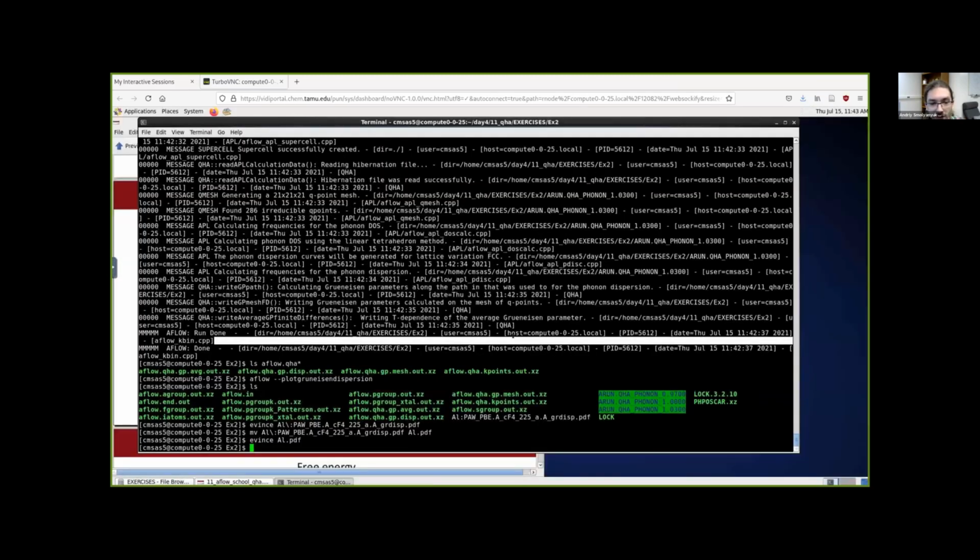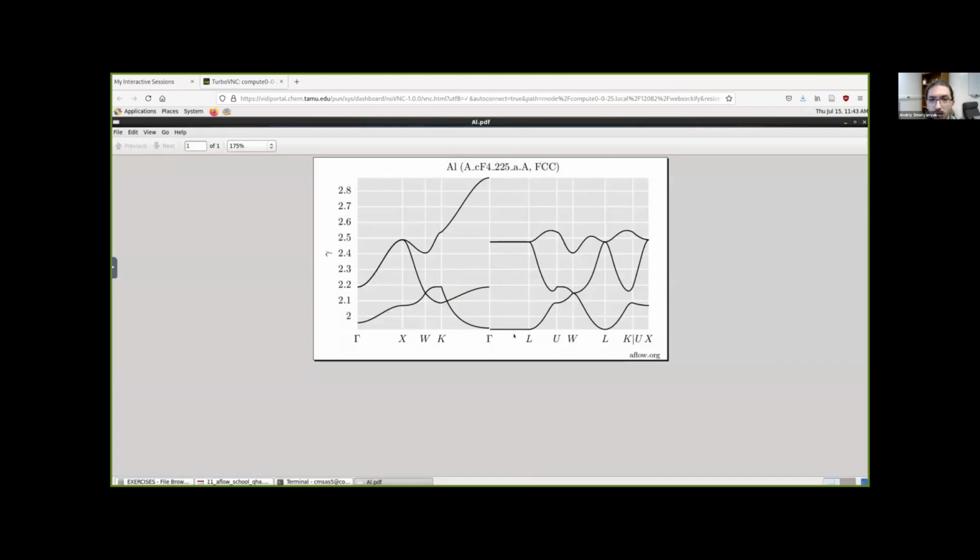And the last part of the exercise. Hey, Andriy. Yes. Quick question. Can you pull up the plot again? Yes. We had a very astute participant who asked why it is that we see this discontinuity at gamma and we don't see one between kappa or K and U, where there is a discontinuity in the band structure?